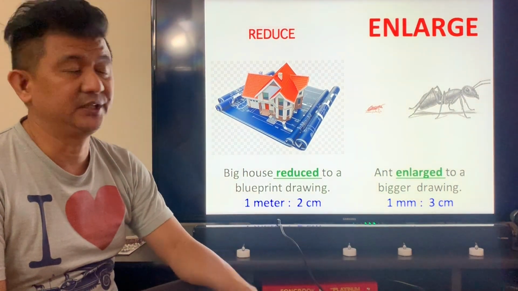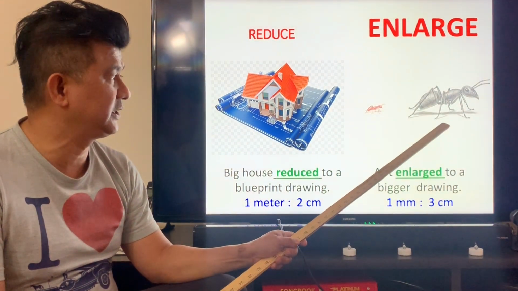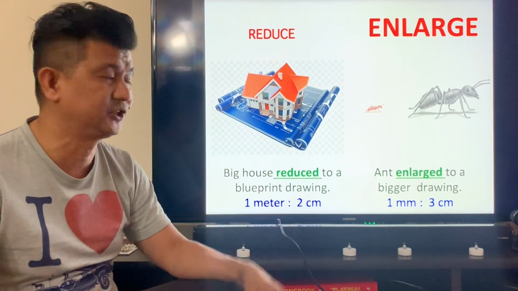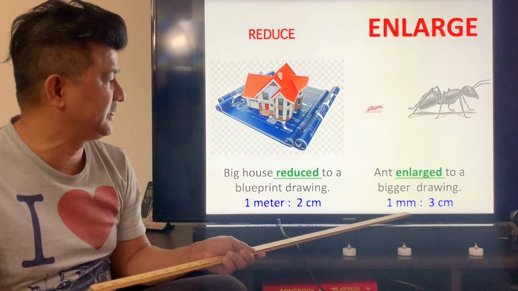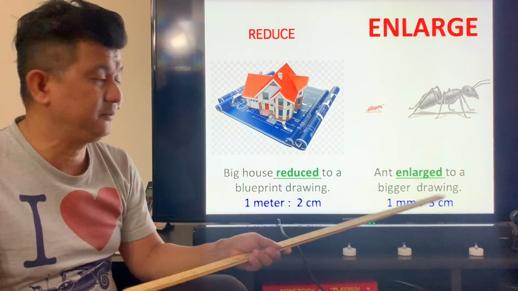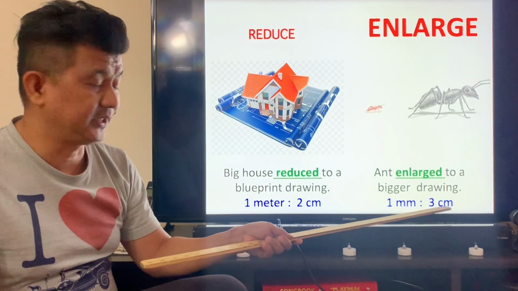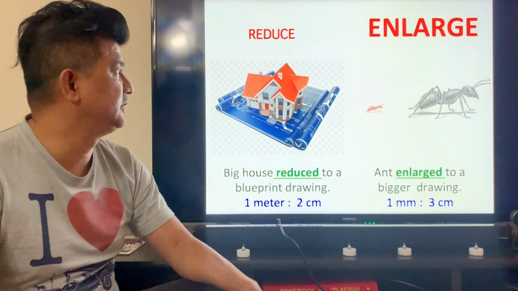How about enlarging? An ant is very small, but when you draw it, when you illustrate it, you make it a bigger representation of it, so it's enlarged. So your scale will be 1 millimeter is to 3 centimeters. If you compare millimeter and centimeter, centimeter is bigger, so it got bigger, it enlarged.